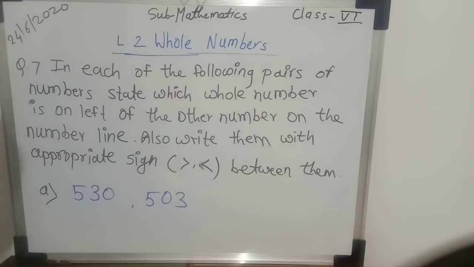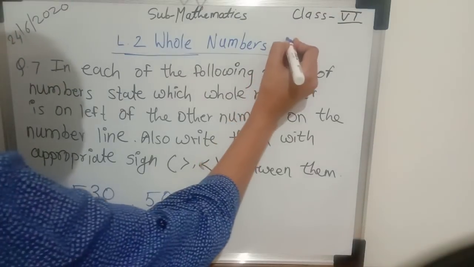Students, we have started our lesson number 2, that is whole numbers. In the last session, we saw what a whole number is, what a natural number is, what the difference between natural and whole numbers is, and how to do addition, subtraction and multiplication on the number line. We also started solving exercise 2.1. We have solved questions number 1, 2, 3, 4, 5 and 6. Now today we are going to solve question number 7 from exercise 2.1.